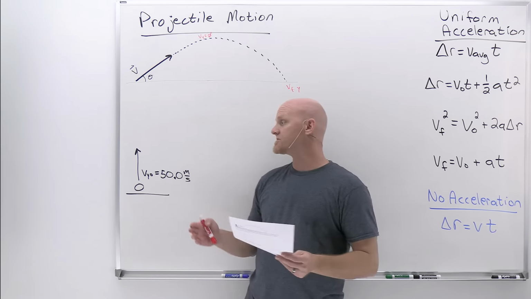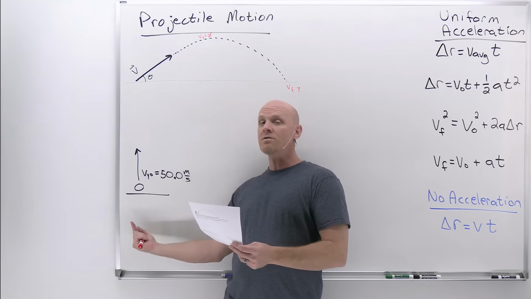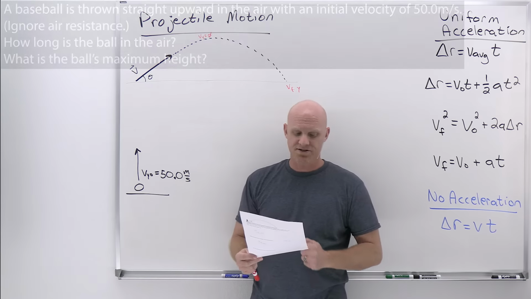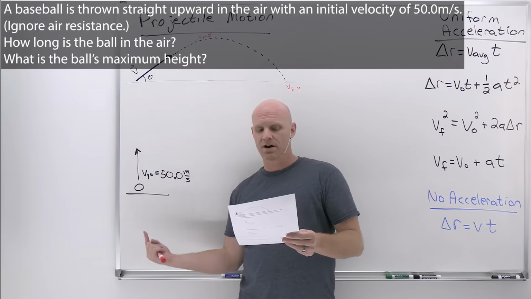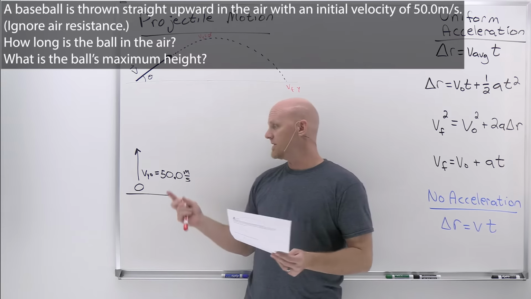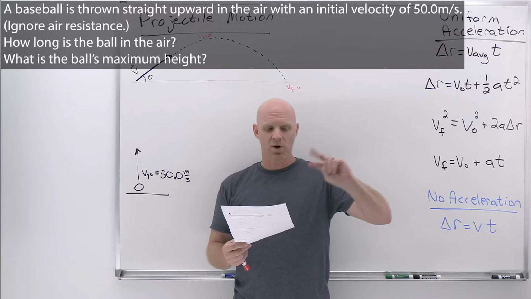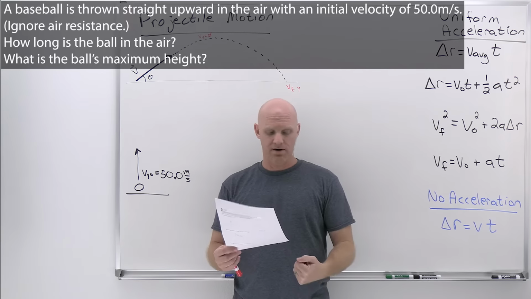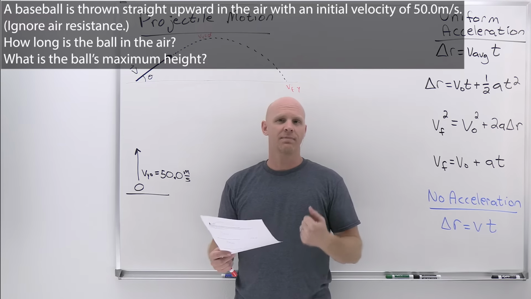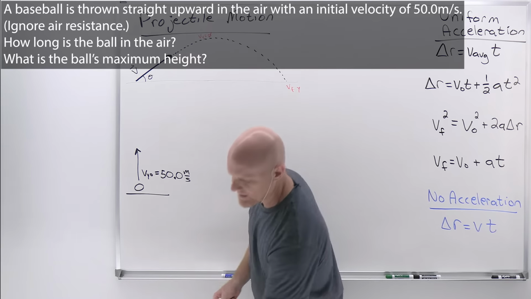All right, so this next question is going to deal with a baseball being thrown perfectly vertically up in the air. Question says a baseball is thrown straight upward in the air with an initial velocity of 50.0 meters per second. Ignore air resistance. And then there's a two-part question. First is how long is the ball in the air? And the second is what is the ball's maximum height? So those are the two questions we want to answer here.